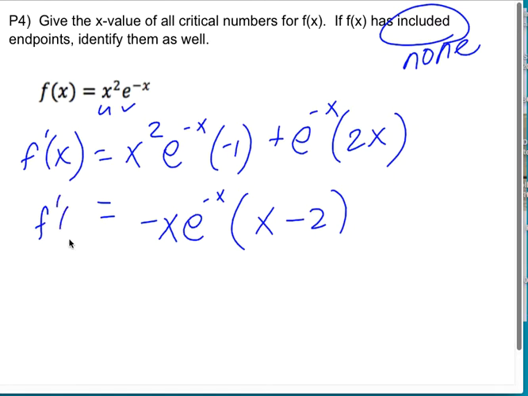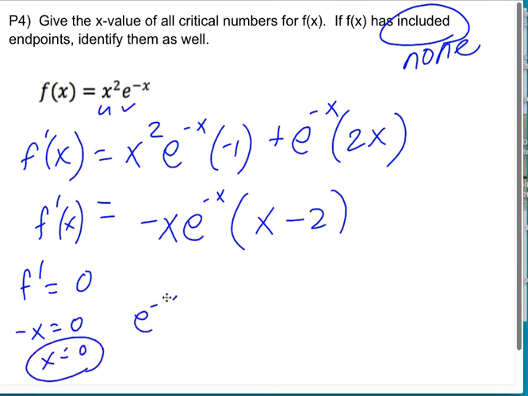So again, you'll see you're in a situation where there's no denominator. So f prime is 0 either when negative x is 0, which is at x equals 0, or when e to the negative x is 0, which is a lie, because e to the stuff, whether the stuff is negative or positive, e to the stuff comes out positive, or x minus 2 is 0, which will be x equals 2.